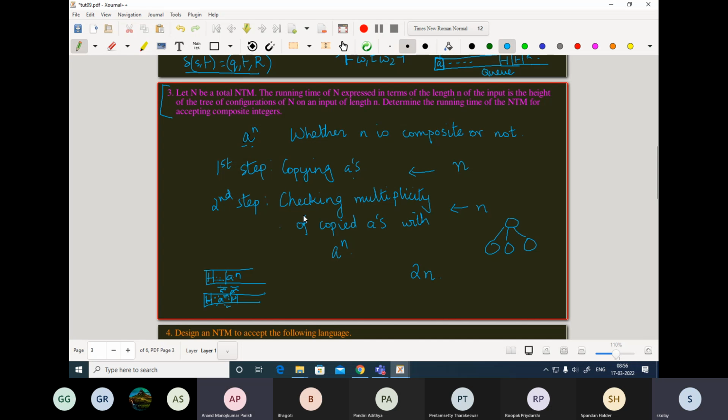Now in the second step, suppose you've copied m A's, you check whether m divides n or not, meaning whether you can cover n with copies of a to the m. If you can, you say yes. If you cannot, you say no. The idea is that if a factor exists, there exists a path where you will be saying yes. That's all you need.